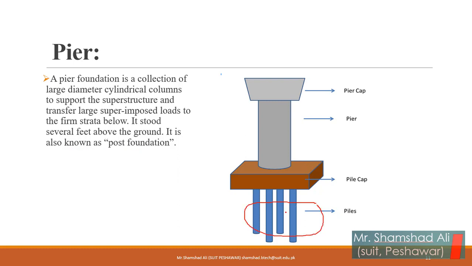If we have learned about these piles, then to make this whole pile group one structural element, you have to install the pile cap, and after that a post foundation, which is called the pier, should be installed. This is basically the pier. And after that, to make this whole structure monolithic, you can install the pier cap. And after that, you will install some kind of beams and girders and so on. So this is basically the pier, a large diameter cylindrical column to support the superstructure and transfer large superimposed load to the firm strata below.